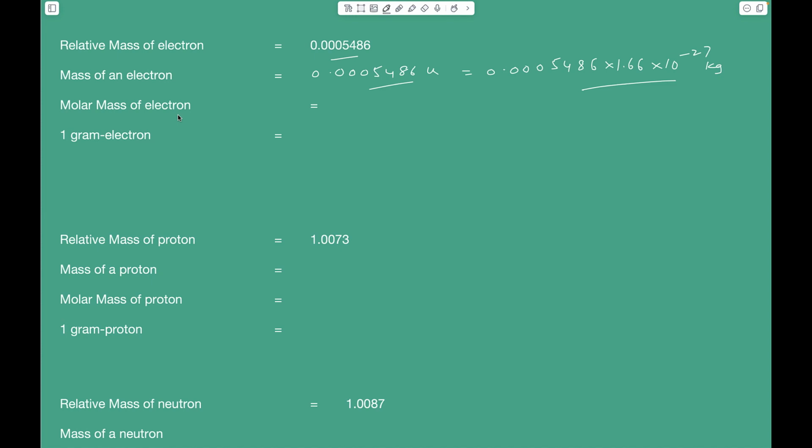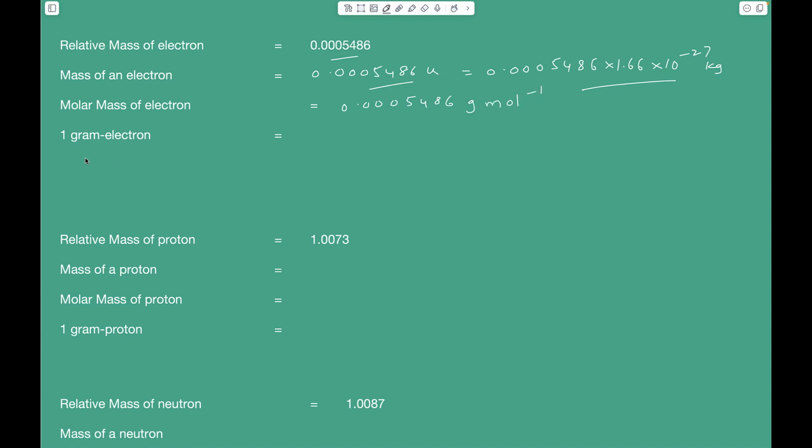Then what is the molar mass of electrons? See, molar mass is mass per 1 mole of that substance, and 1 mole of any substance contains an Avogadro's number of particles. And the particles that we are talking about here are electrons, and we know the relative mass of an electron. So the molar mass of an electron would then simply be equal to its relative mass expressed in gram per mole.